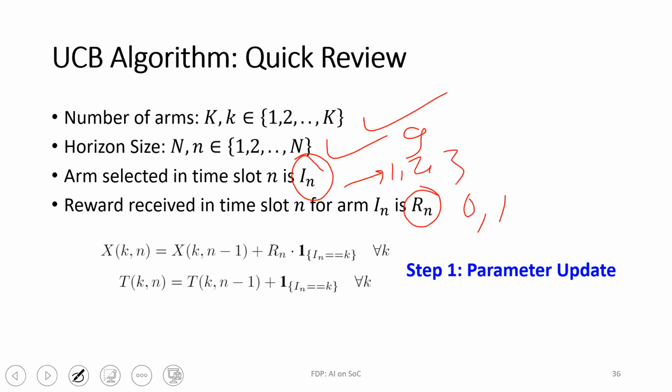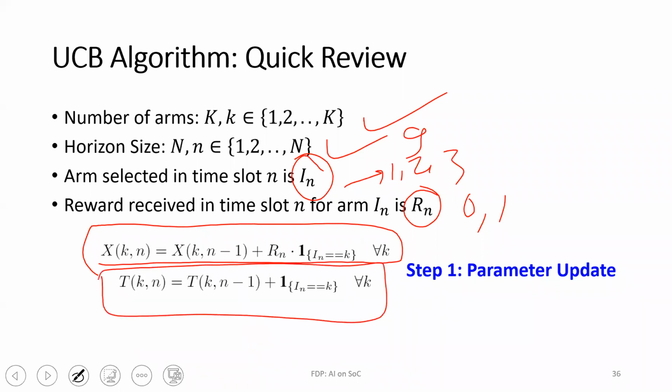And what you do is keep adding the reward, 1 or 0, to your particular channel's history. T indicates the total number of times you have selected the particular channel. So X is the total reward you have received over the channel, and T is the total number of times you have selected the channel. So what will be X by T?